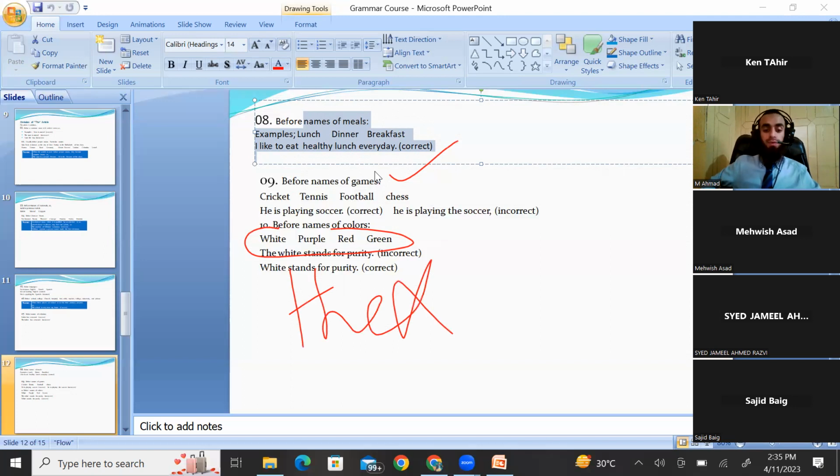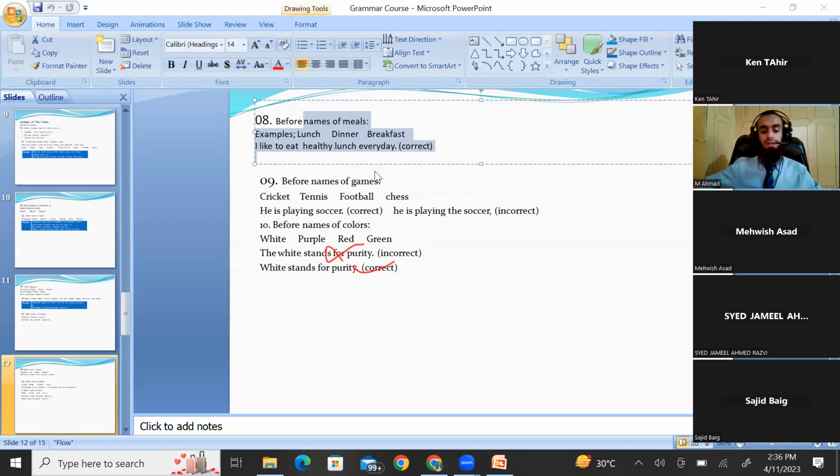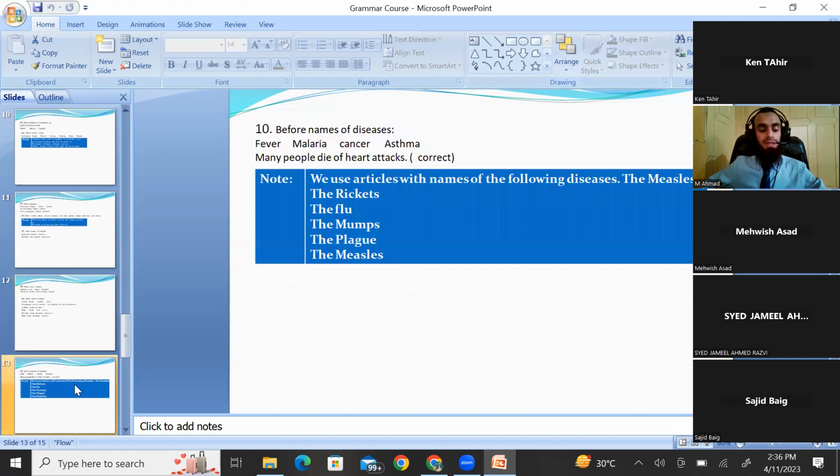And somewhere white stands for purity. Now black stands for darkness, used to represent darkness in literature. So here, before the name of a color, using the is considered incorrect. So this one is correct, the other one is incorrect, right? Names of meals, names of colors, names of games, we cannot use the before. Yeah, this is very important.